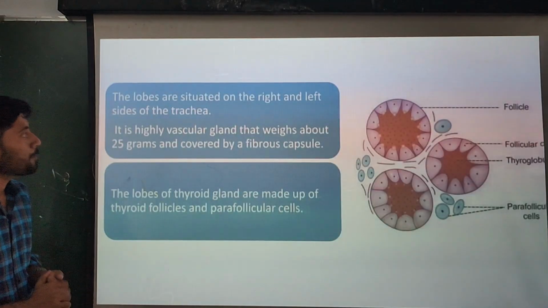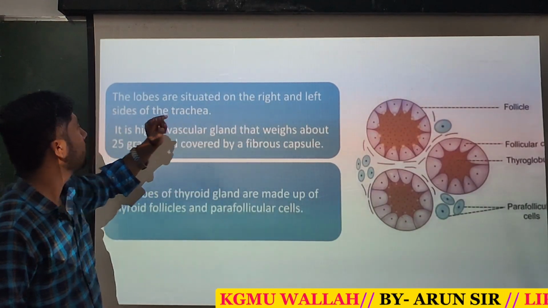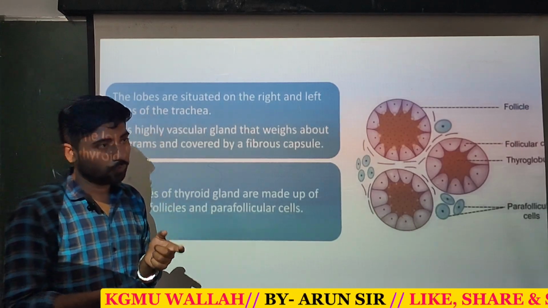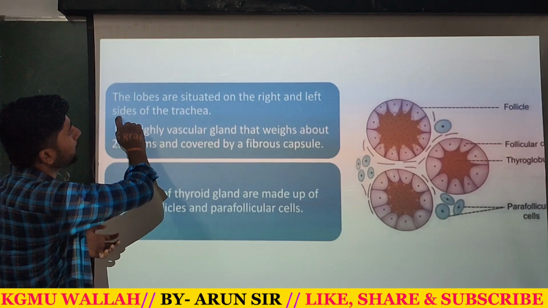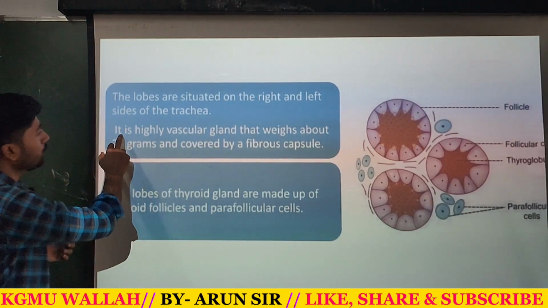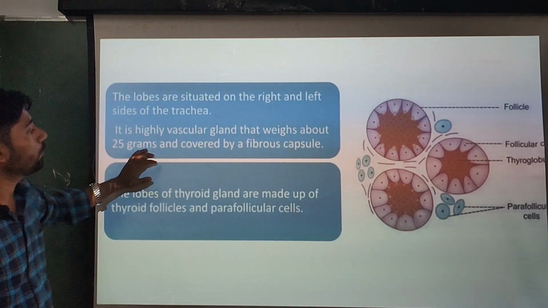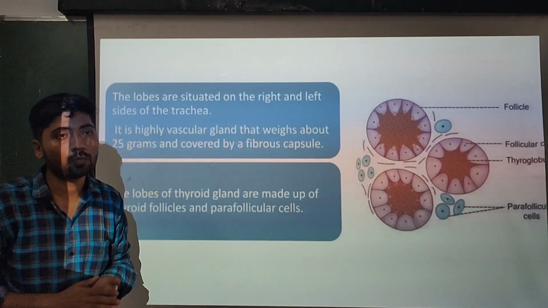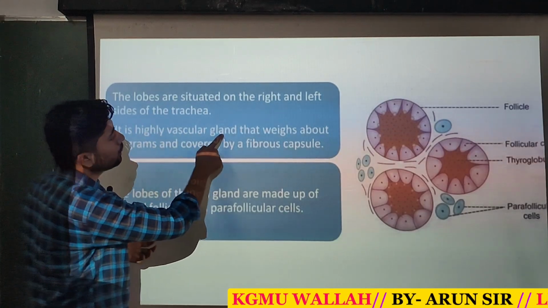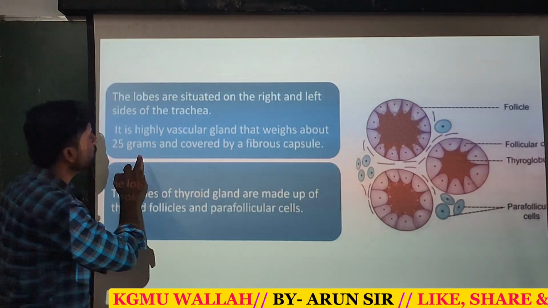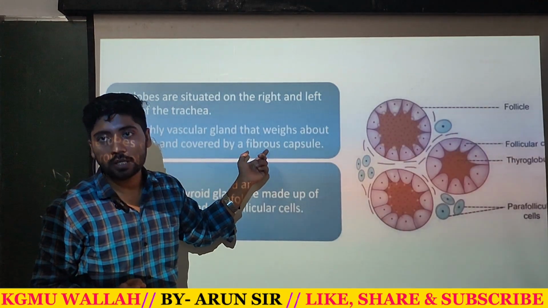Next, if we talk about the lobes, they are situated on the right and left side of the trachea. It is a highly vascular gland that weighs about 25 gram and is covered by a fibrous capsule. Means highly vascular gland whose weight is near about 25 gram and it is covered by a fibrous capsule.